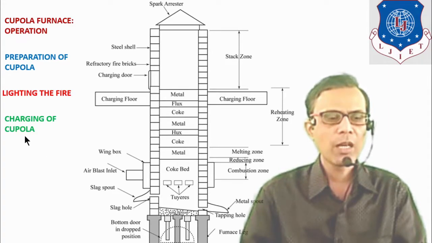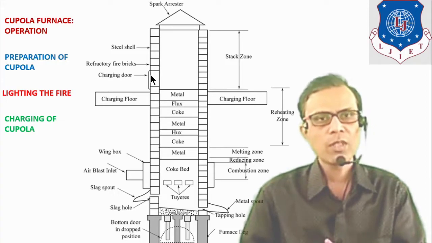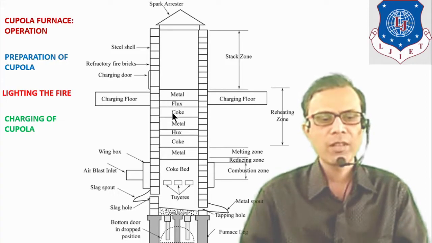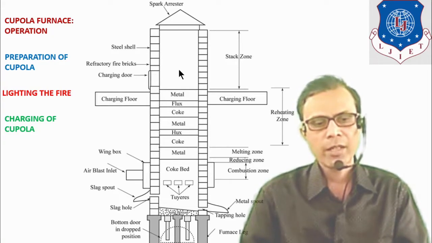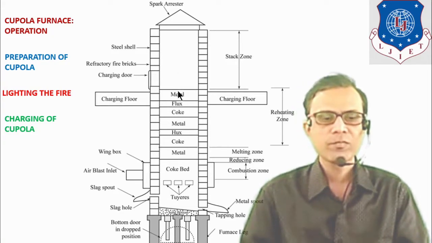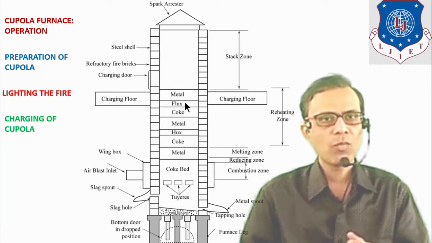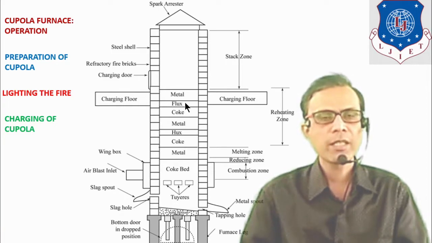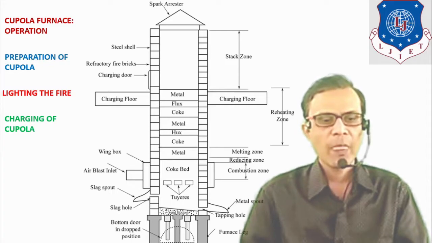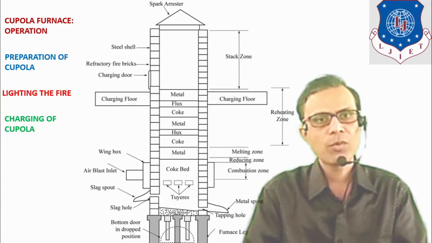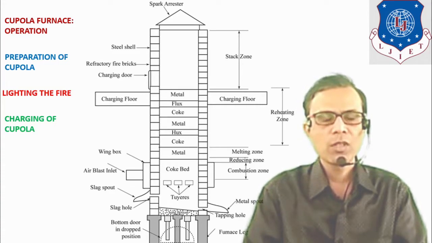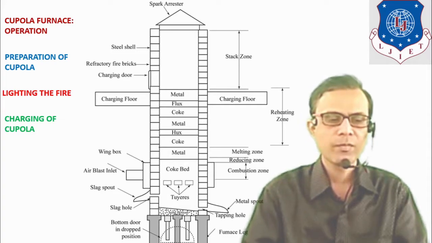Charging of the cupola is done from this charging door. Alternate layers of metal, flux and coke are charged inside the cupola furnace. The flux used in most general cases is limestone, and it will react with the impurities and form a slag which can be removed from the slag hole.